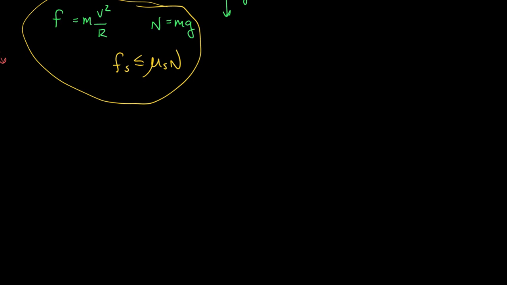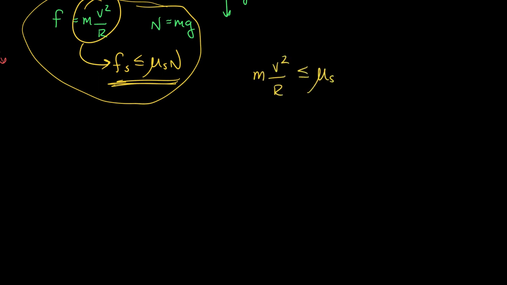So far, we've been substituting out of the friction equation. We're going to sub into the friction equation, meaning we make this the equation that we substitute into as opposed to out of. So I have an expression for friction. I'm going to substitute it into this equation. So m v squared over r is less than or equal to mu s times n. I've subbed into the friction equation.